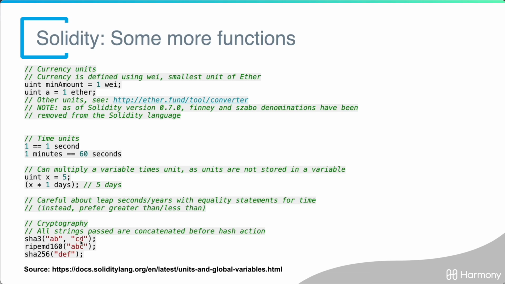Finally, you've got access to precompiled cryptographic smart contract functions, SHA-3, RIPEMD-160, and SHA-256. These are just hashing functions that make life a lot easier. So you don't have to define your own SHA-3 or SHA-256 functions, because they're built into the blockchain itself.